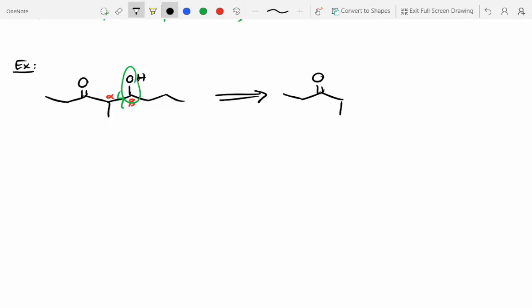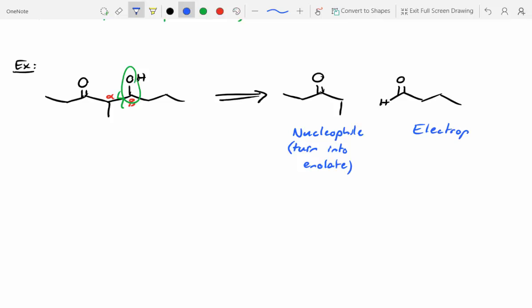The compound on the right must have been some sort of aldehyde. And in this case, it looks like we added the compound on the left into the compound on the right, which means that this should be our nucleophile, which means we need to turn it into an enolate. And this must be our electrophile. We can't just shake these together with sodium hydroxide, so order of addition matters.